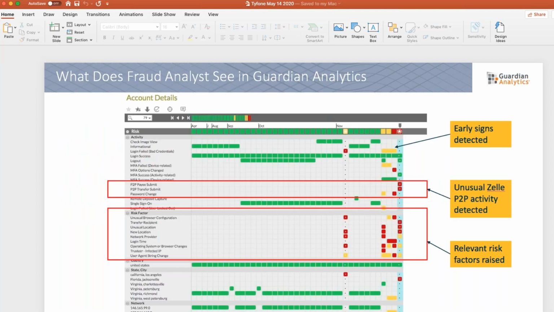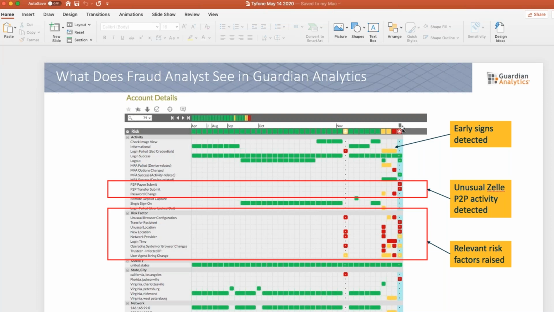So what does a fraud analyst see in the Guardian Analytics application if the scenario happens? Here is a presentation of the account behavior in a timeline view. Every column you see of green dots represents a session activity. A session is the time period and set of activity that happens from login to logout. As you can see, we capture all the activity and we risk score each one of them. And then we provide a list of the risk factors to the fraud analyst, informing them why we believe this is high risk and what suspicious behavior we have detected and evaluated.